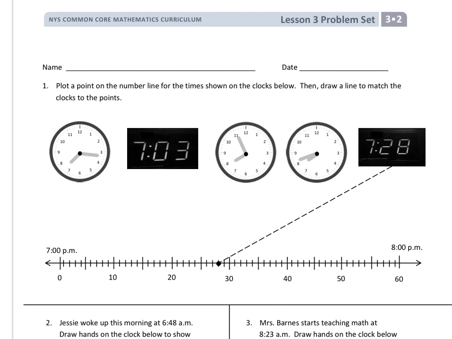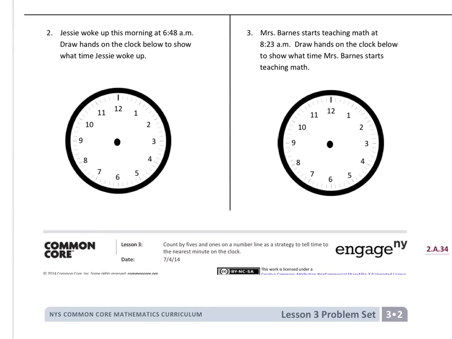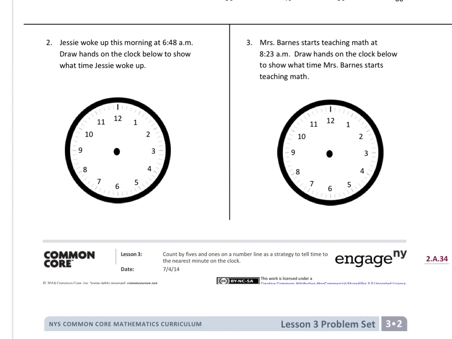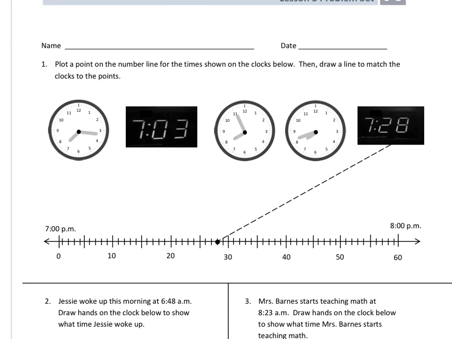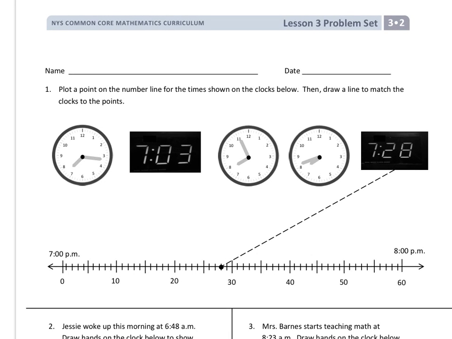Let's get started on Lesson 3's problem set. It is all about counting by fives and ones on a number line as a strategy to tell time to the nearest minute on a clock. So with our last lesson, we were just counting by fives, but this time we're going to use our counting by fives to help us plot times to the nearest minute.